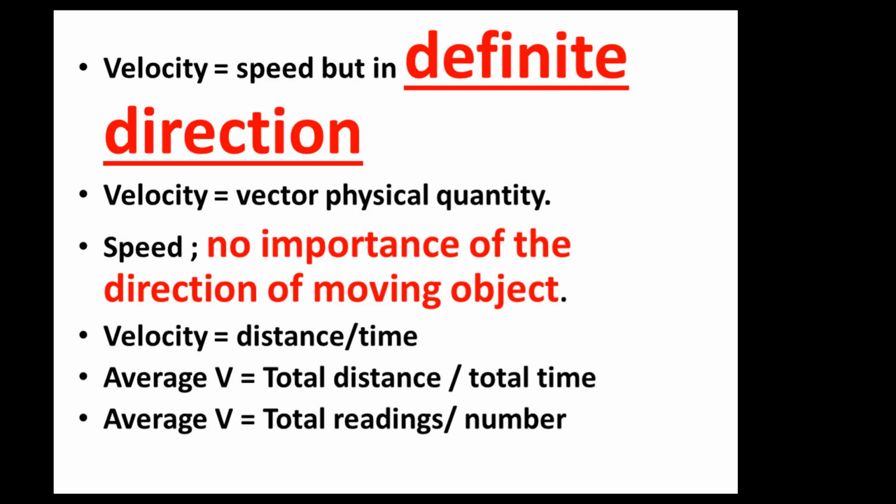It is not important to mention the direction there, but here in velocity you must tell me south, north, and so on. In the case of speed, there is no importance to the direction of the object's movement. When you write speed, it is not important to mention direction, but in the case of velocity you must mention it. Velocity equals distance over time, as speed does. Average velocity equals total distance over time.